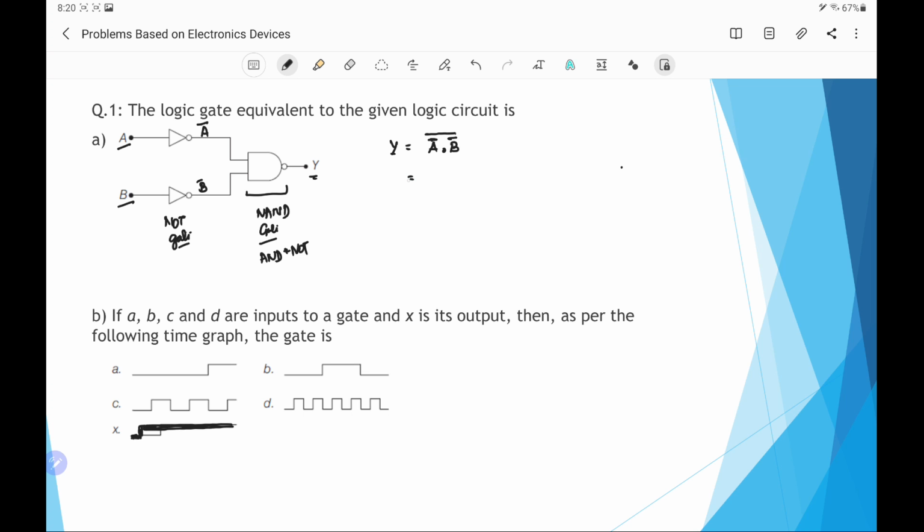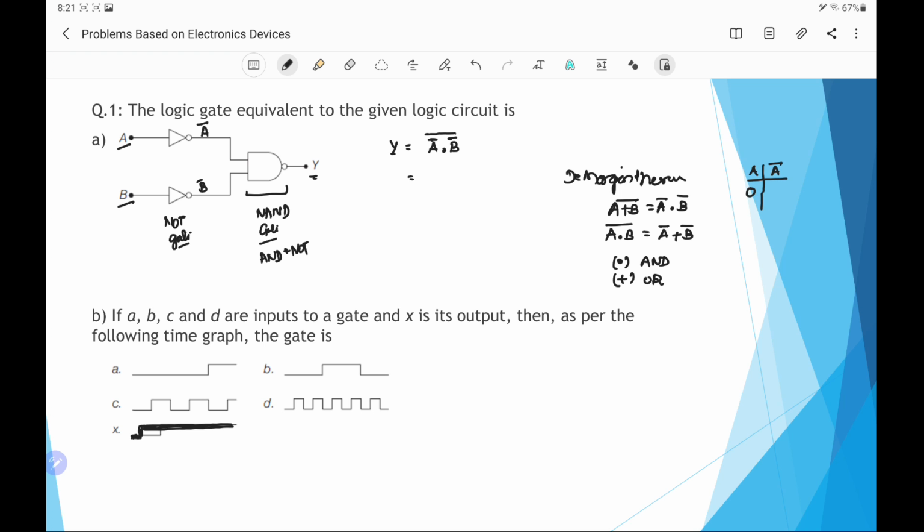It is equal to, using De Morgan's theorem. De Morgan's theorem states that the complement of A or B equals complement of A and complement of B. Similarly, the complement of A and B equals complement of A or complement of B. Here dot is used for AND, plus is used for OR. Complement means if input is A, then complement is A bar.